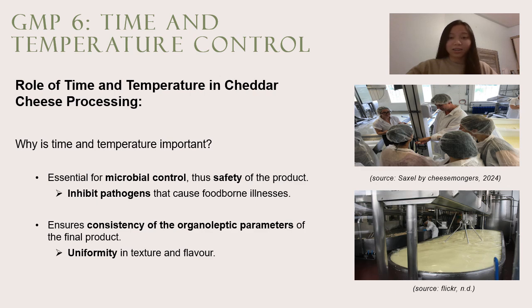On the other hand, controlling time and temperature also helps ensure the consistency of the organoleptic parameters of the final product. In the case of cheddar cheese, time and temperature are essential for achieving the right texture and flavor, ensuring each batch is consistent and high quality.